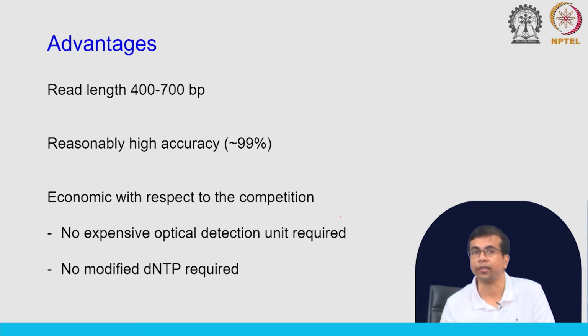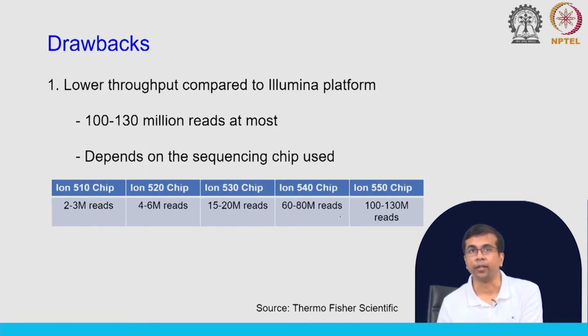So, the machine is not so expensive because you do not have any optical detection unit, you have a semiconductor based pH sensor which is more economic, and also we do not need any modified dNTP. So, this also reduces the operating cost of the system. What are the drawbacks? One of the first drawbacks is that you have lower throughput compared to Illumina platform.